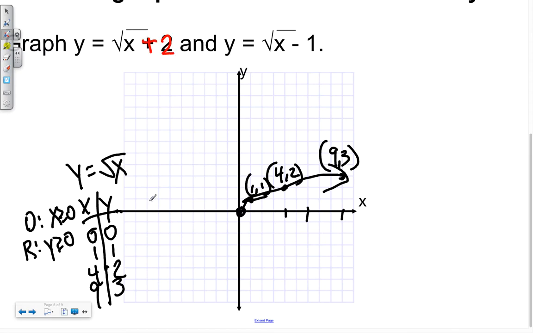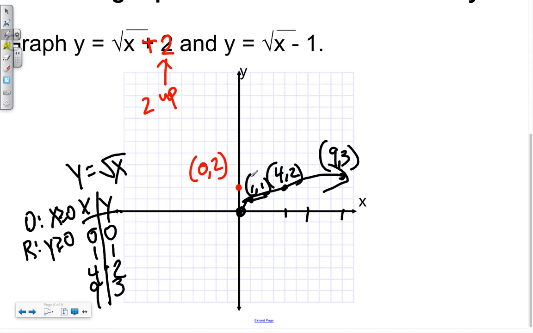So this plus 2 is going to be moving 2 units up. If it's outside the radical, or if it's not part of the radicand, then you're moving in a vertical direction. So you go up 2. So now 0, 0 is now 0, 2, because this tells us go 2 units up for all of your points.